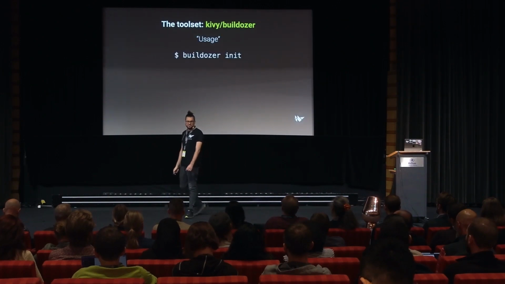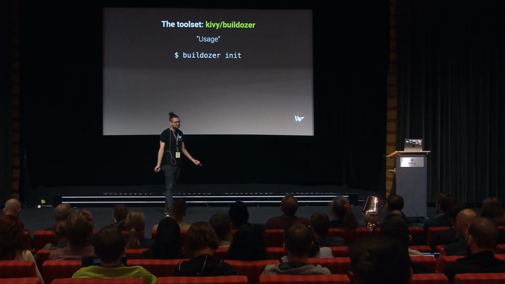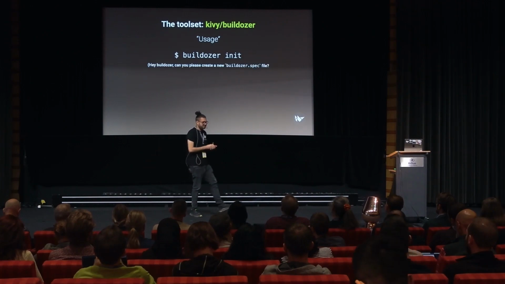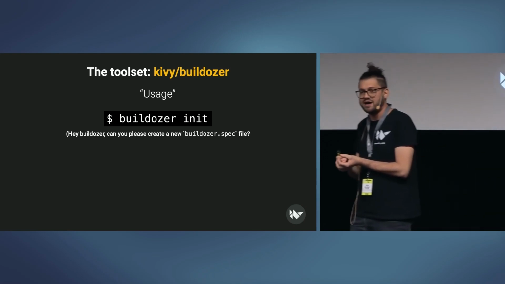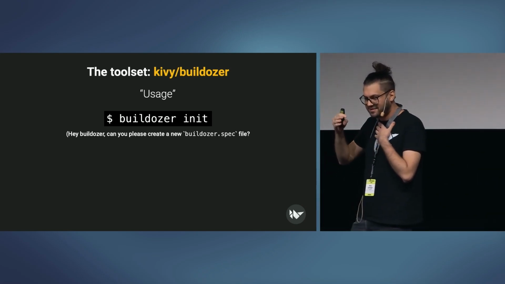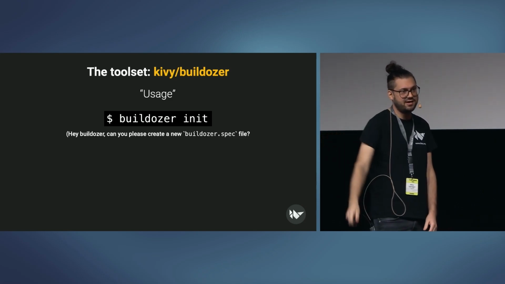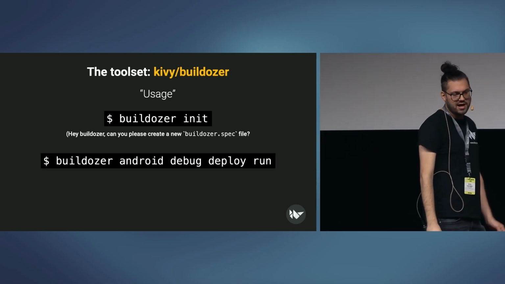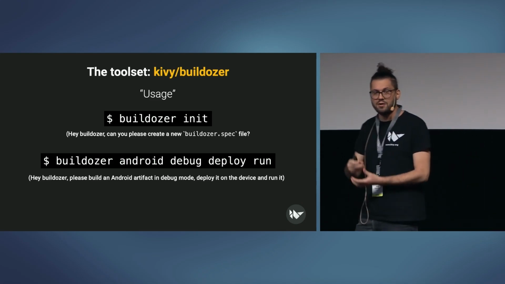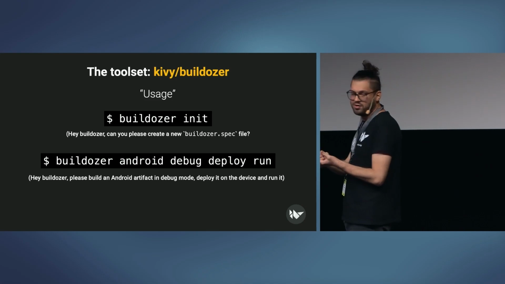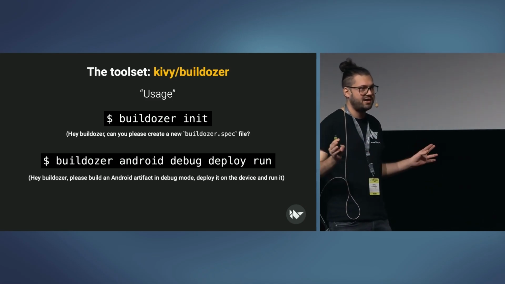Let's talk about the usage. Bulldozer init. Easy. So what does it mean? It means, hey, Bulldozer, can you please create a new Bulldozer.spec file that I can edit later? Yeah, for sure. And Bulldozer android debug deploy run. What that means is, hey, Bulldozer, can you please build an Android artifact in debug mode, deploy it on the device, and run it?